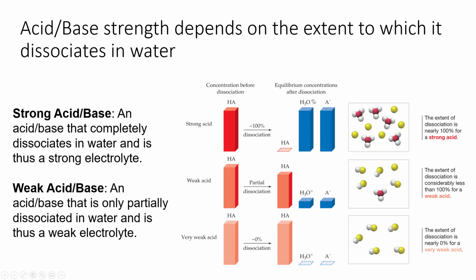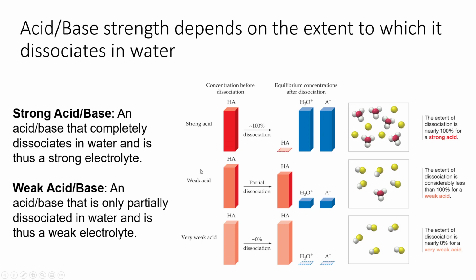into the H plus and the conjugate base. Okay, so strong acids, strong bases have the same sort of idea here. We have complete dissociation into its elements. Whereas a weak acid or weak base only partially dissociates in water and is thus a weak electrolyte.